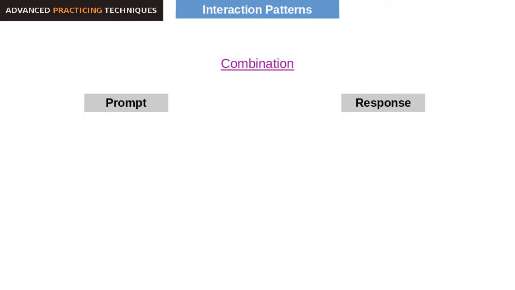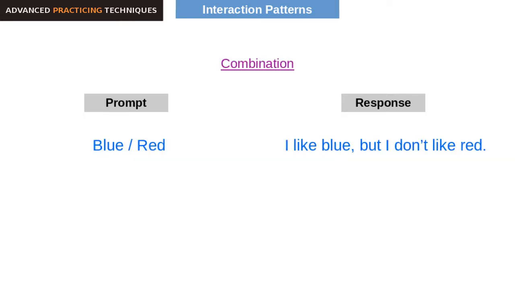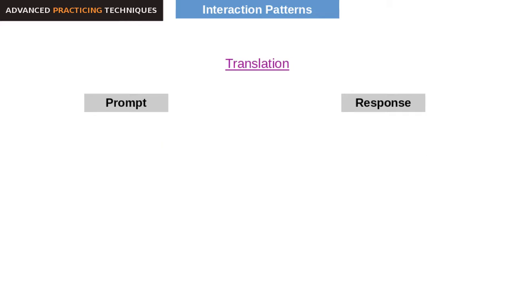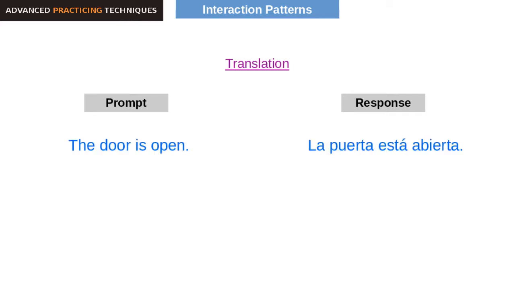Combination patterns. This is when you combine 2 or more words into a single sentence, a thought or a response, such as blue/red is your prompt and your response is, I like blue, but I don't like red. And finally, translation patterns. This is the traditional flashcard style we talked about with one language that's translated into another. The door is open. La puerta está abierta. Of course, I highly recommend you not use this type of pattern unless you absolutely have to.